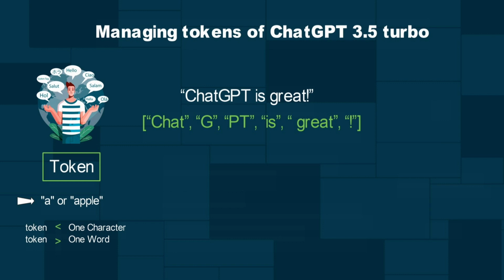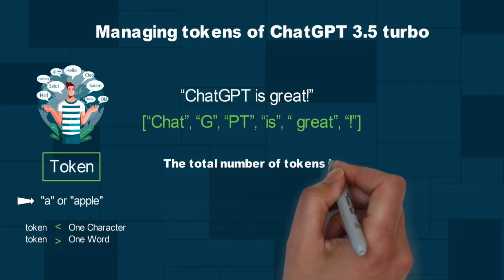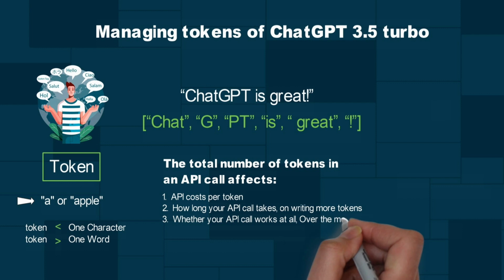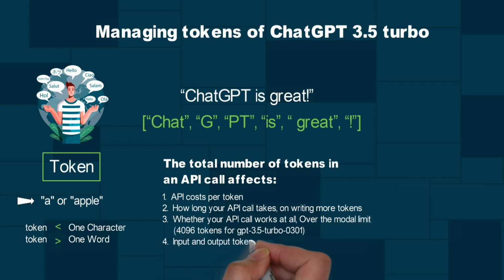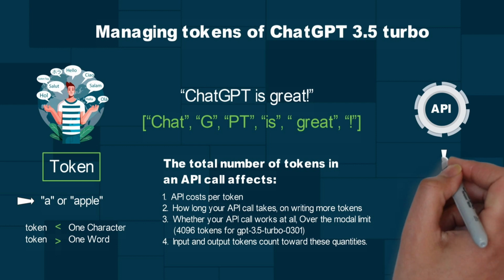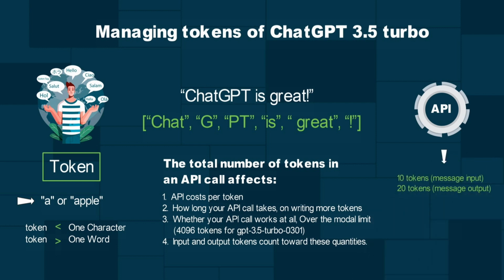The total number of tokens in an API call affects how much your API call costs, as you pay per token; how long your API call takes, as writing more tokens takes more time; and whether your API call works at all, as total tokens must be below the model's maximum limit, 4096 tokens for GPT 3.5 Turbo 0301. Both input and output tokens count toward these quantities. For example, if your API call used 10 tokens in the message input and you received 20 tokens in the message output, you would be billed for 30 tokens.